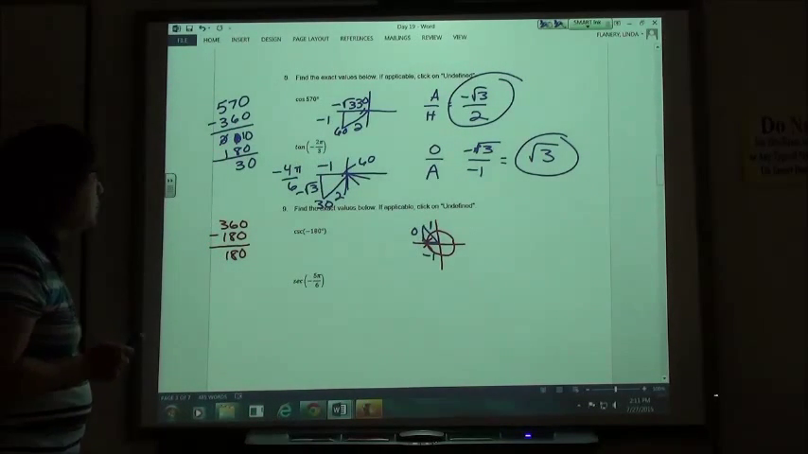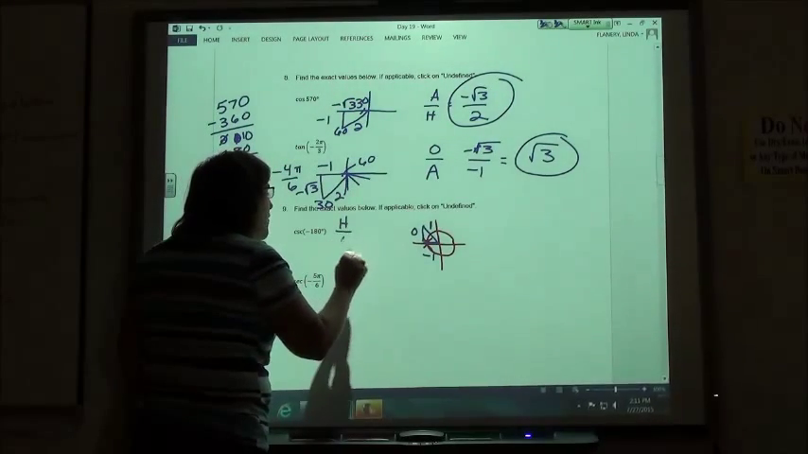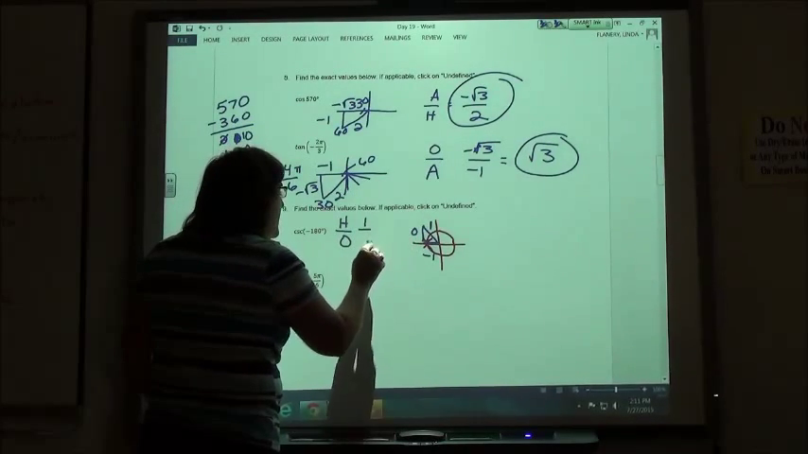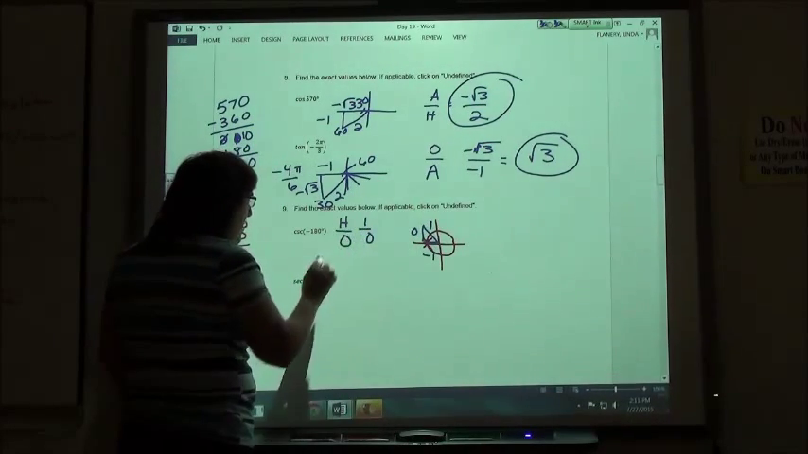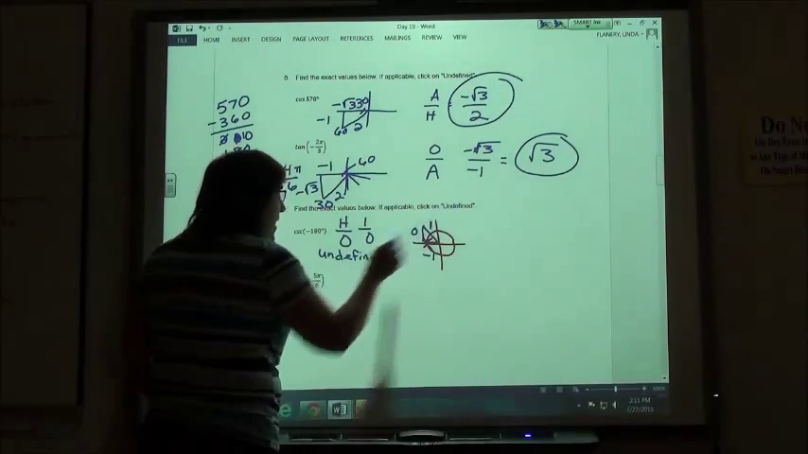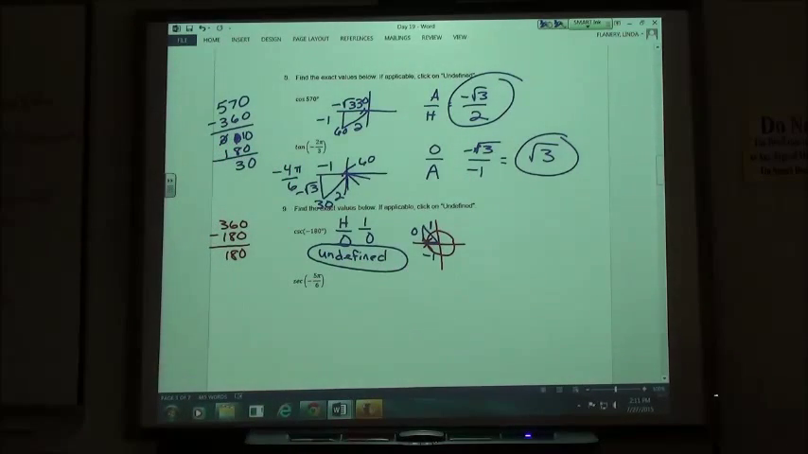I want to do the cosecant. The cosecant's opposite the sine, so hypotenuse over opposite. My hypotenuse is 1, my opposite is 0. 1 over 0 is undefined, and that's why they had that choice that says if it's undefined, click on undefined.